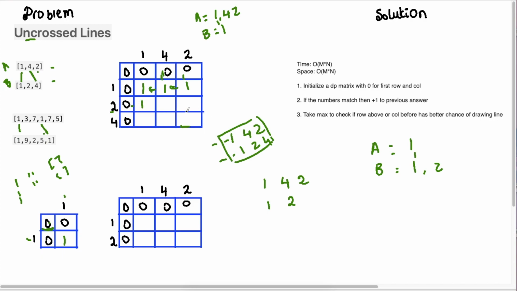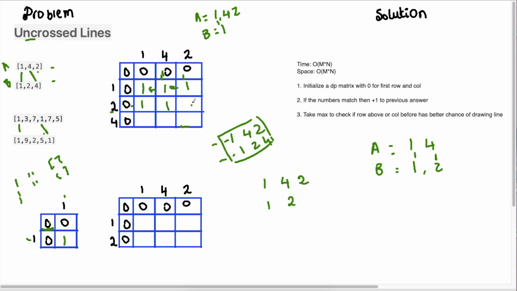Okay, next up is 4. So there is another element added to A here, which is 4. And does this do anything to my total max number of uncrossed lines? It doesn't, because 2 doesn't equal 4, right? So we'll do the same thing. We'll get our max from the left and above, and we will put a 1 here.